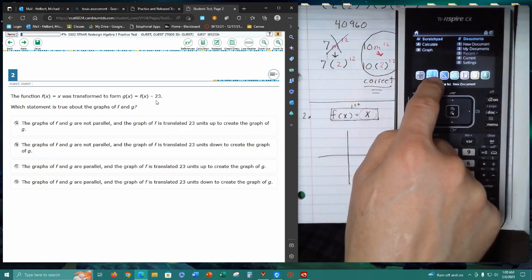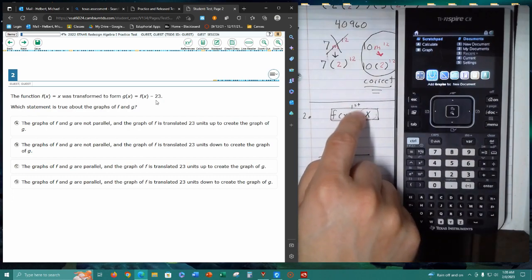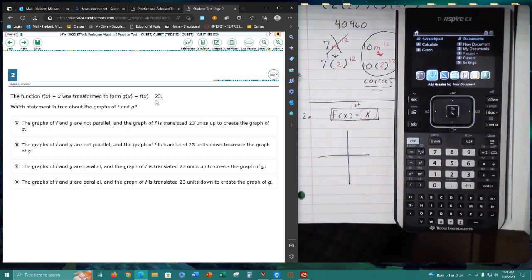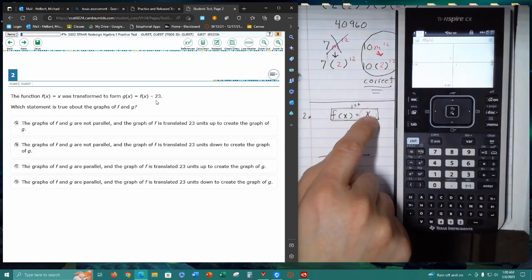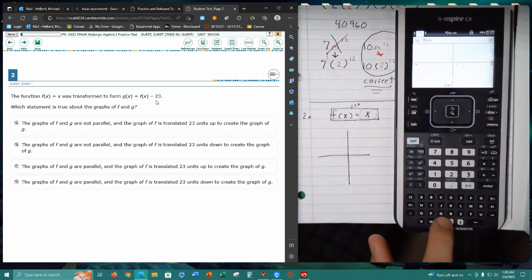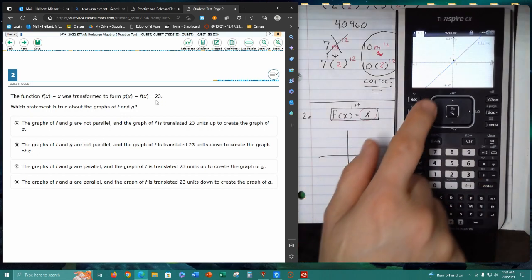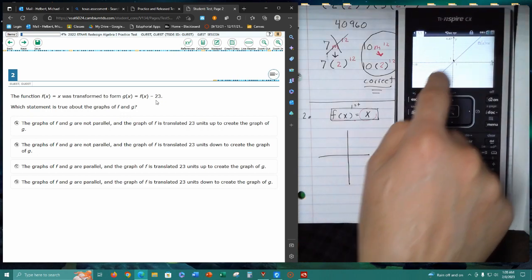I like the bottom one because the tab opens up automatically for you to be able to graph it. So I'm going to hit enter. Notice it says f of x is equal to, so I'm just going to put what's on the right side of it, which is x. So there's my parent function for linear equation. You can see it graphed.